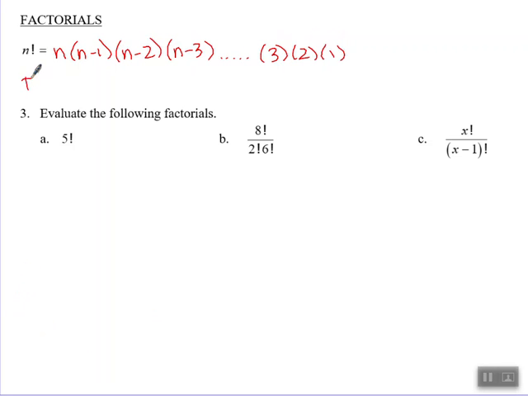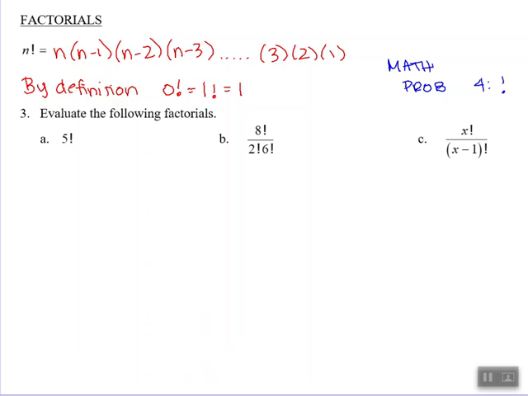It is important to note that 0 factorial and 1 factorial are both equal to 1. If you're trying to find the factorial symbol in your calculator, if you go to Math, go over to Prob, and click number 4, that will give you the factorial function.